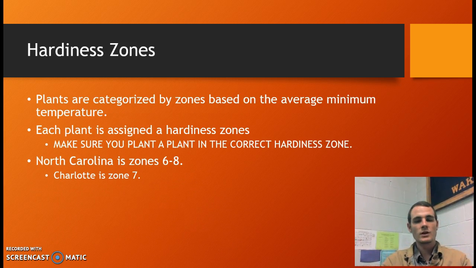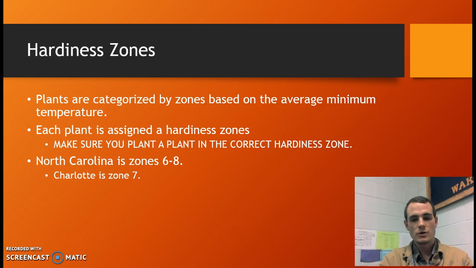Hardiness zones. So one of the last concepts we're going to talk about in this video is hardiness zones. Plants are categorized by zones based on the average minimum temperature in that area. So each plant is assigned a hardiness zone. As you will see on the next slide, you're going to see a hardiness zone map. And as you go throughout the United States, in the upper United States, like Maine and the colder areas, it's going to start at a zone 1. So the average temperature in that zone is the coldest.